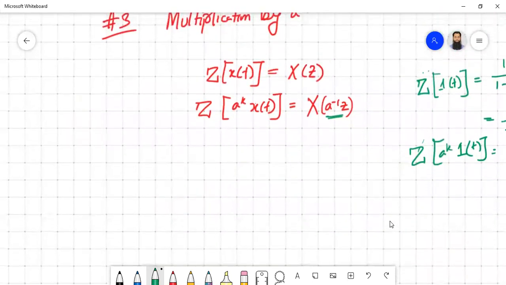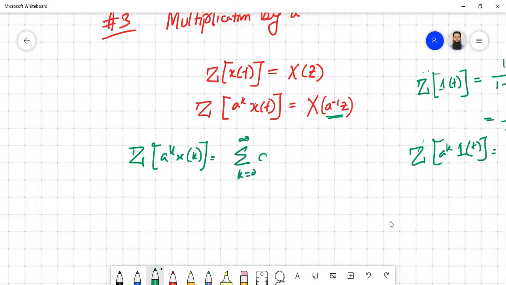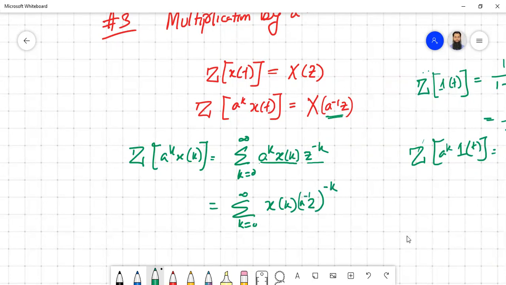So let's go for the proof of this one. The application we have just seen, and the proof is the Z transformation of a^k x(k) equals the summation of k equal to 0 to infinity of a^k x(k) z to the power minus k, by definition. Now we can take the parameter common here, so a^k can be taken common: x(k) times (a^-1 z) to the power minus k.